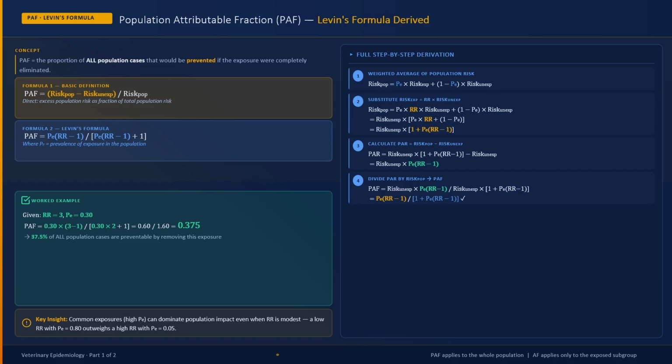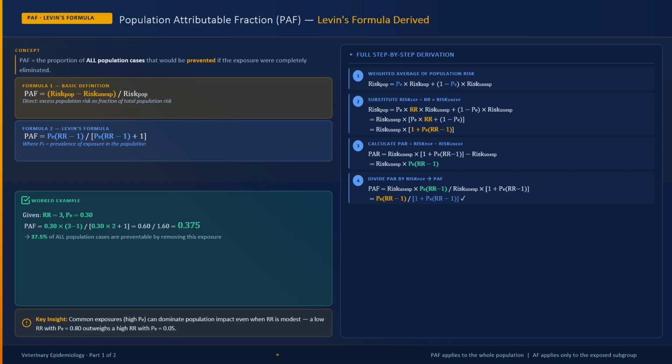Let's use it. Risk ratio of 3, PE of 0.30. Numerator 0.3 times 2 equals 0.6. Denominator 0.6 plus 1 equals 1.6. 0.6 over 1.6 is 0.375. So 37.5% of all cases in that population are preventable by removing the exposure.